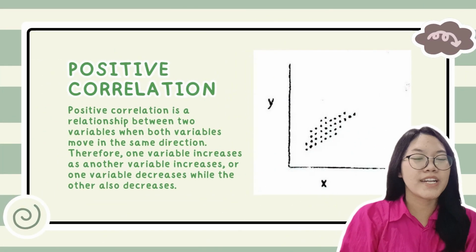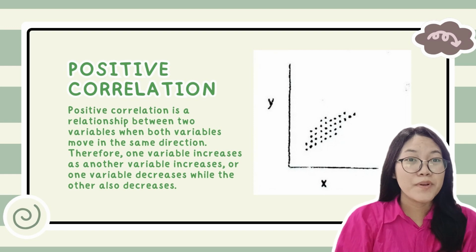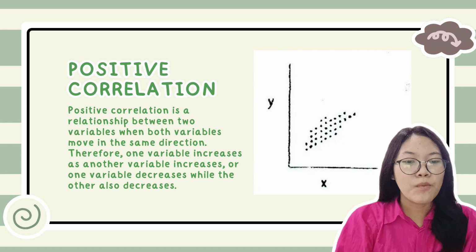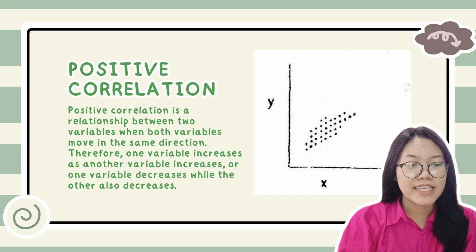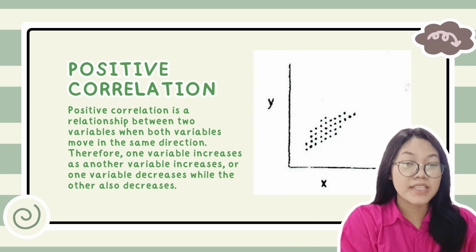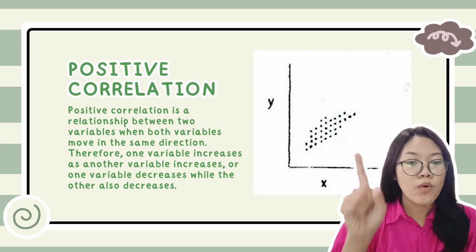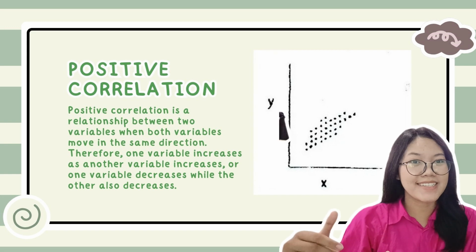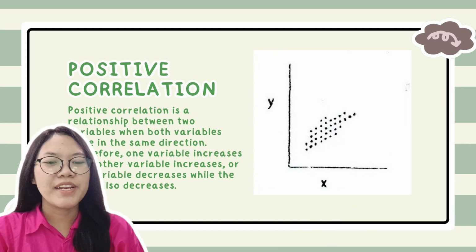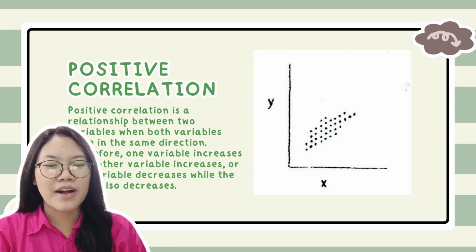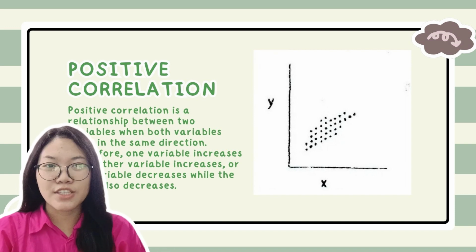First is positive correlation. Positive correlation is a relationship between two variables when both variables move in the same direction. Therefore, one variable increases as another variable increases, or one variable decreases while the other also decreases. If we look at the picture, we know that the points will rise, right? So the points will go up from the bottom left to the top right.